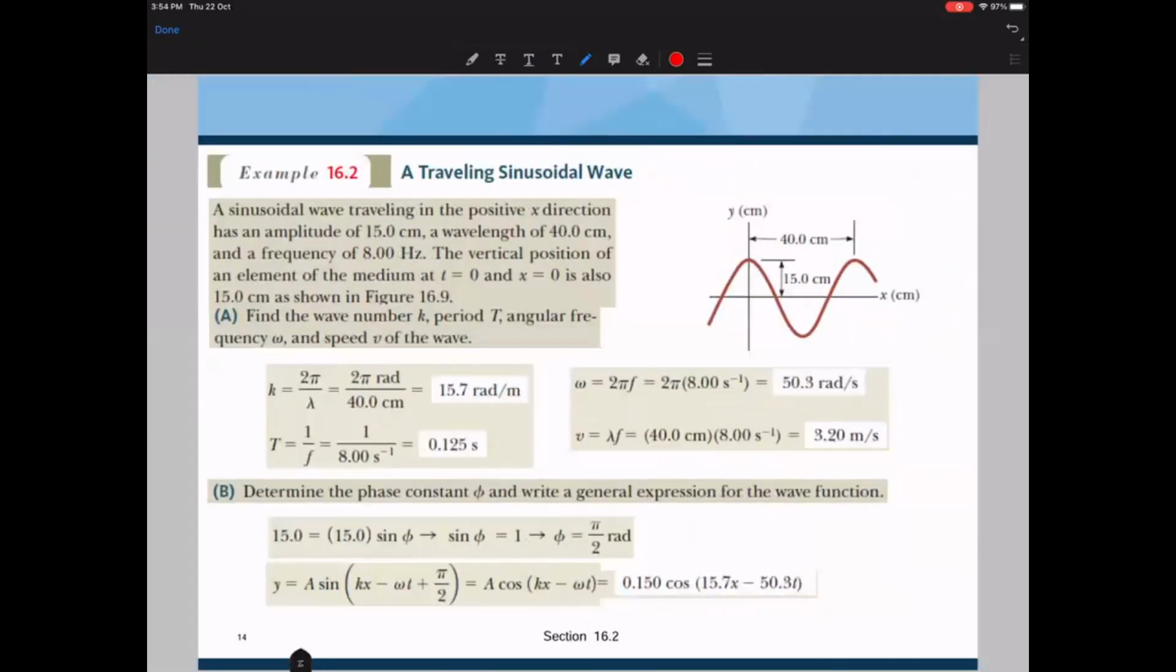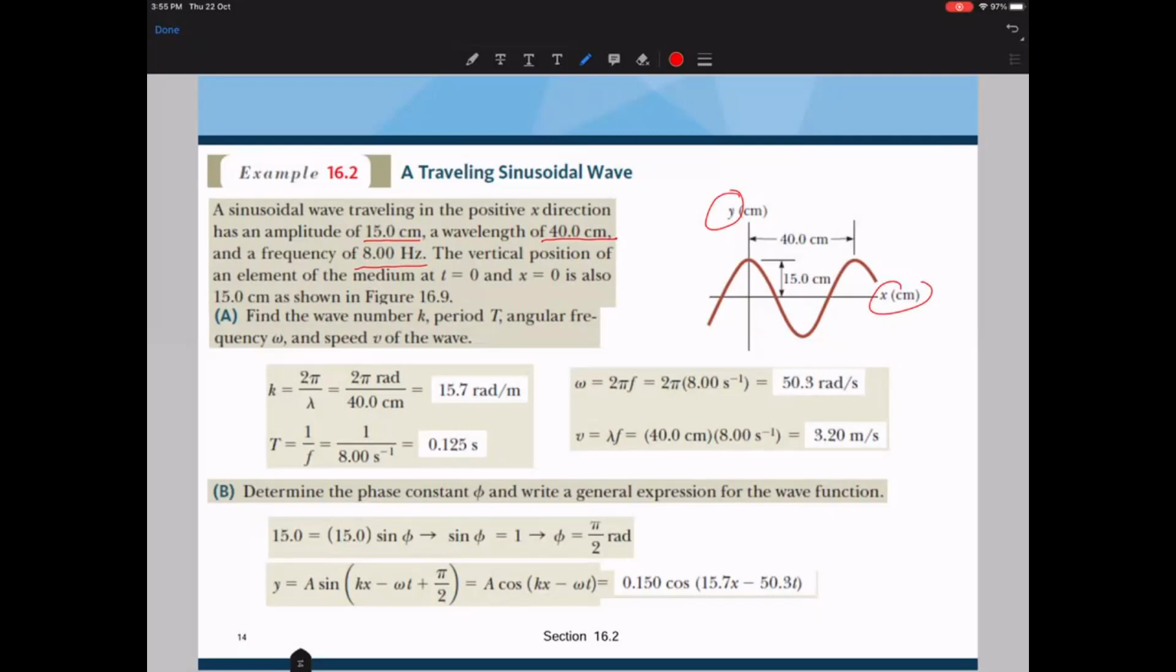So let us take a look at an example and see how everything comes in. Now, you have this sine function or sine wave, and it is a snapshot graph, y versus x. It has an amplitude of 15 cm, a wavelength of 40 cm, and a frequency of 8 hertz. You could see the 15 cm and 40 cm in this graph, but not 8 hertz. The 8 hertz is something given to you.